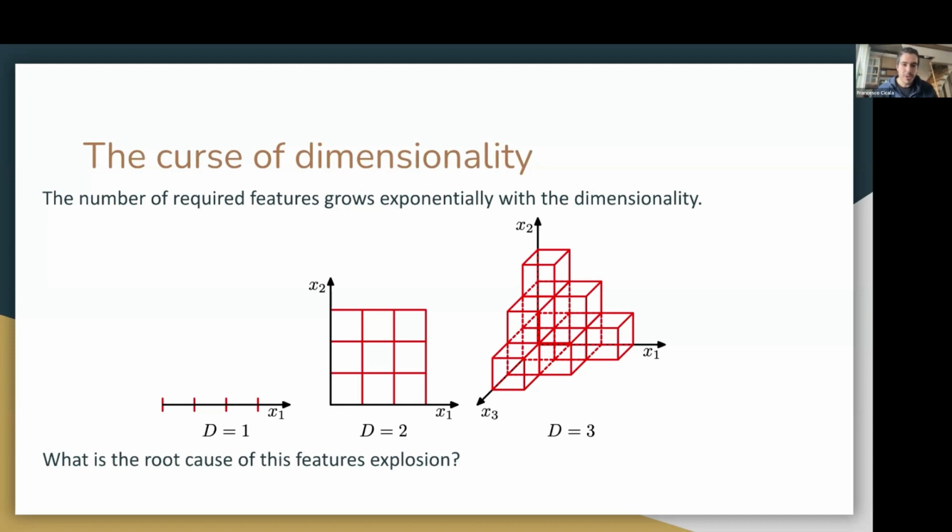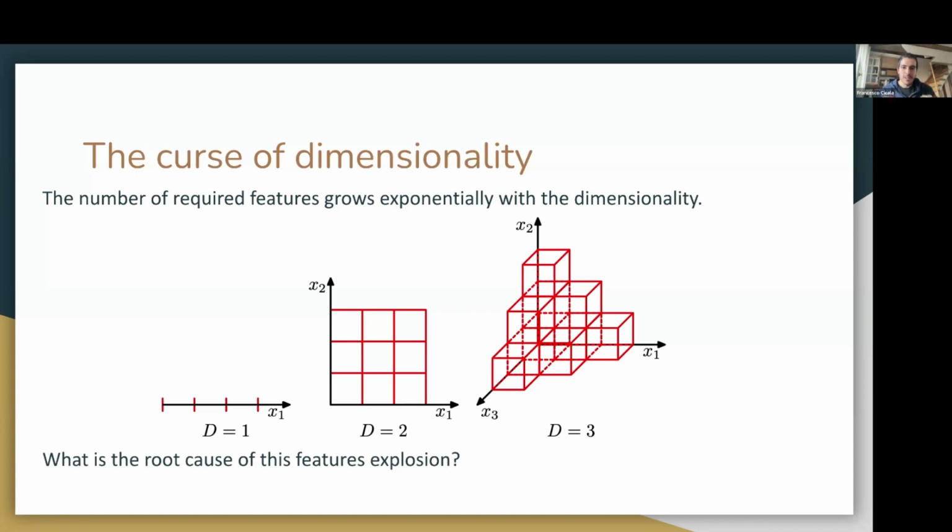If we increase the number of features to two, which is the case that we already introduced here, we will have our space, for example, divided into nine squares, essentially, three times three. And therefore, we need now nine features in our model and nine parameters. If we increase the number of features to three, we will need 27 parameters in our model.